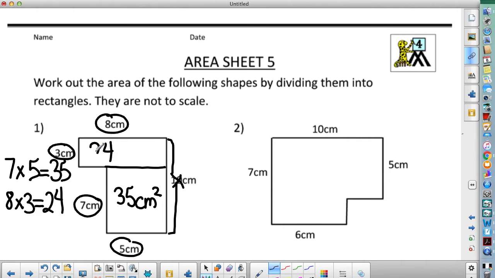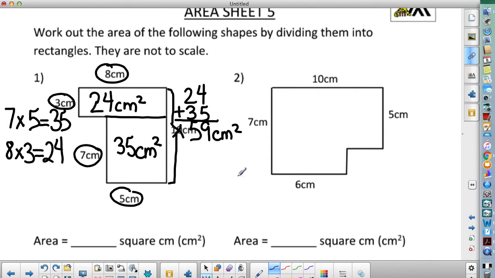Now that we have the area, now we have to add both of the areas together to get the total composite figure. So that's 24 plus 35, or 35 plus 24, it doesn't matter. Starting in the ones place, we have 4 plus 5, and that's 9. And then 2 plus 3, which is 5. So for the total area of this composite figure, we have 59 centimeters squared. So let's go ahead and write that on the line. So you can say 59 square centimeters or 59 centimeters squared. Doesn't matter, they're both the same.